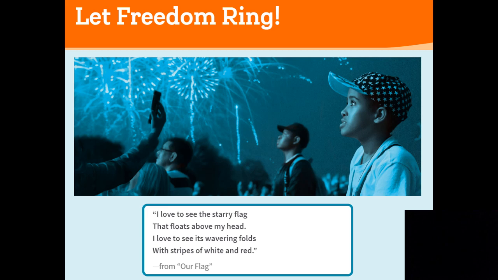Let freedom ring. I love to see the starry flag that floats above my head. I love to see its wavering folds with stripes of white and red. From Our Flag. This quotation is a line from the poem Our Flag by an unknown author. This week, you will read about important places, documents, and symbols in our nation's history.